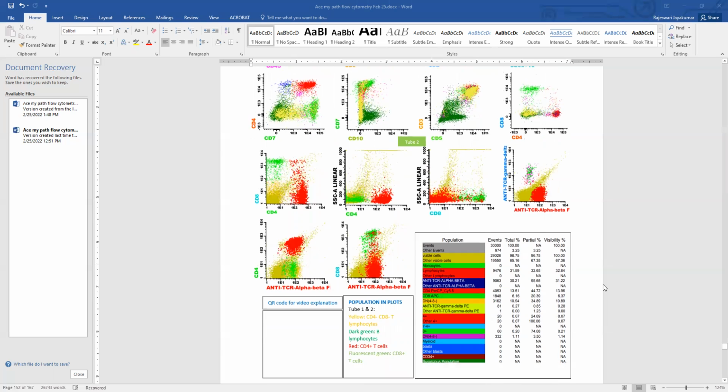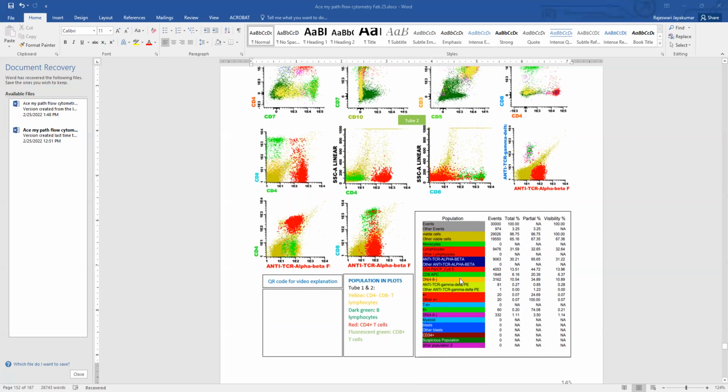and they are all expressing alpha beta. Now, if you see in the table, of all the cells in the specimen, 32.6% are lymphocytes. Of these lymphocytes, 95% are expressing alpha beta. That's kind of normal, because the majority of circulating T cells are alpha beta. But they usually are either CD4 or CD8 positive. We don't have a lot of circulating double negative T cells. So that's what is different here.